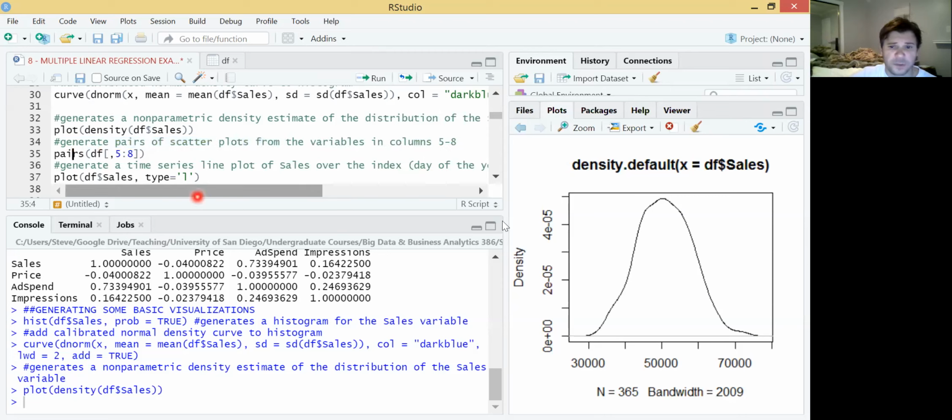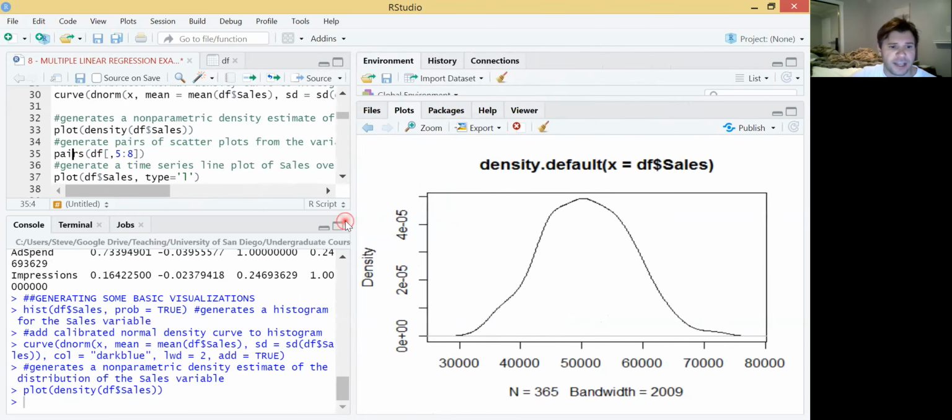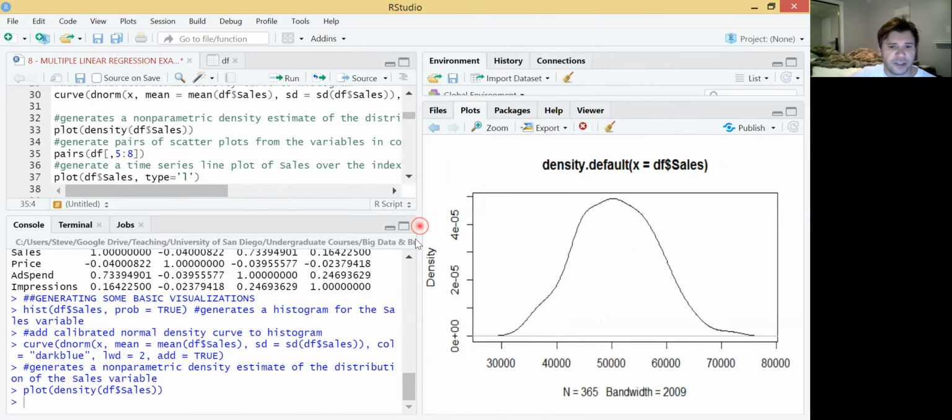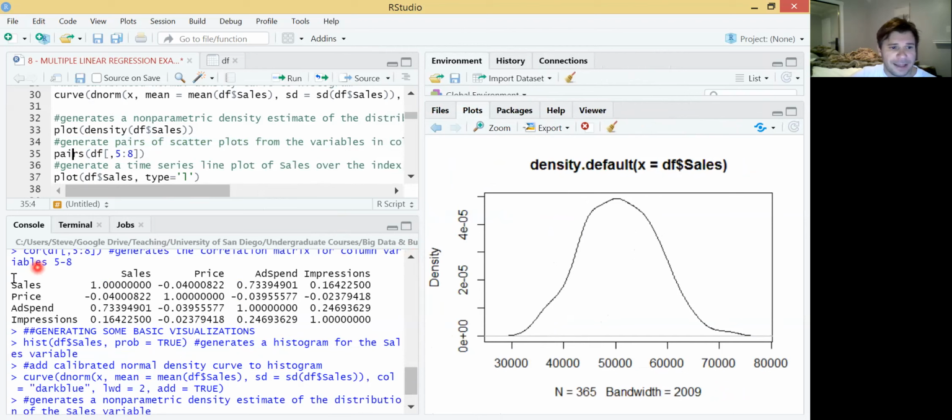So if we run this pairs plot, it's going to generate a matrix of plots that provides us with essentially a visual representation of the information that we had seen down here in this correlation matrix. It's going to let us look and see whether there are negative relationships between variables when we plot a scatter plot, or if there is a strong positive relationship between variables in the scatter plot.